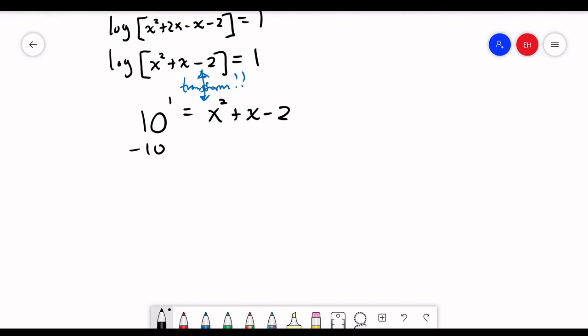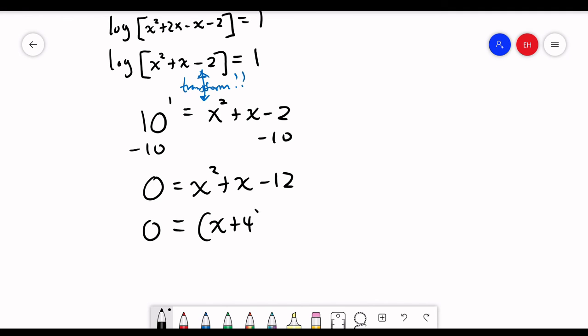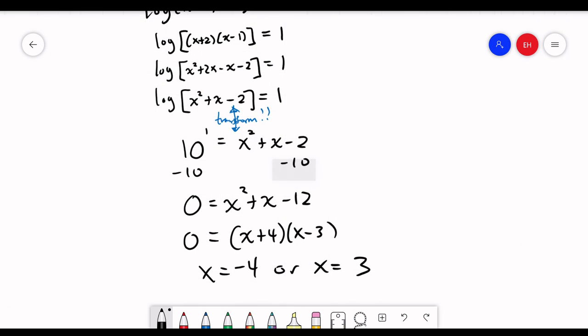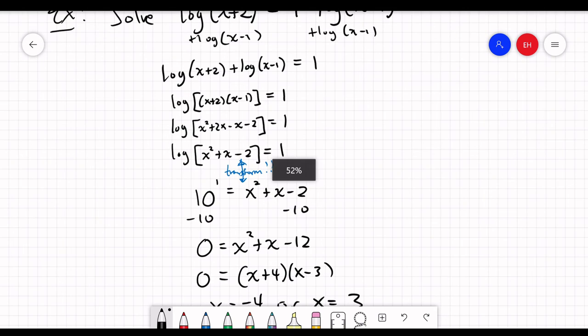So we do that here. The base is 10. The log is the exponent, so that means 1 goes in the exponent spot. It's equal to the thing inside the log. Now it's just a quadratic I can solve quite easily. Subtract 10 from each side. I get x squared plus x minus 12. Finally, a quadratic that I can factor where I don't need to use the quadratic formula. And I get two answers, x equals negative 4, x equals 3.